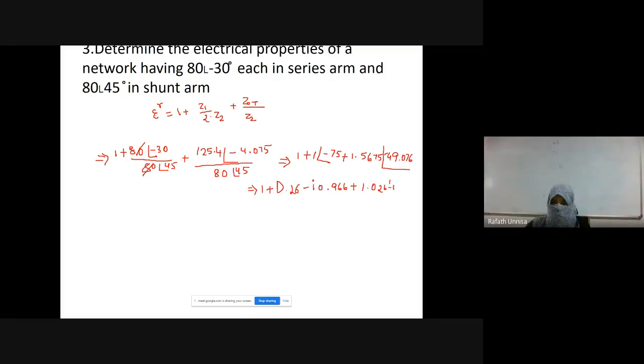Minus j 1.183. Okay, so now these are the answers we have obtained for the conversion of polar form into the rectangular form.